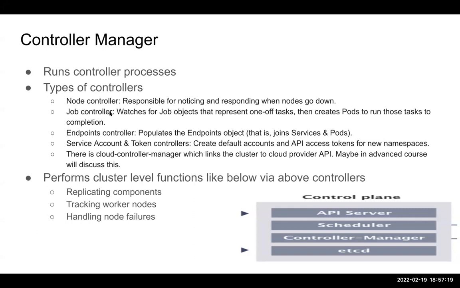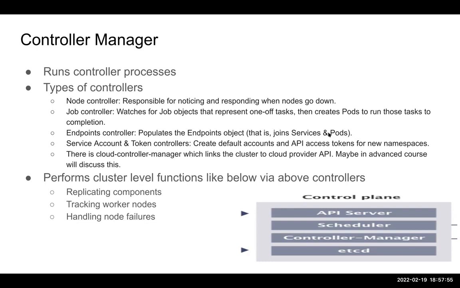Job controller. We will have a job object also in Kubernetes, and we'll discuss what this job object is. It watches for job objects that represent one-off tasks. So if you're running some background task or something, then it creates pods to run those tasks to completion. Then the endpoint controller populates the endpoint object. For example, a service joins services and pods. What is a pod? We already discussed, right? A pod has containers. You cannot deploy only a container on Kubernetes. The container has to be part of a pod.